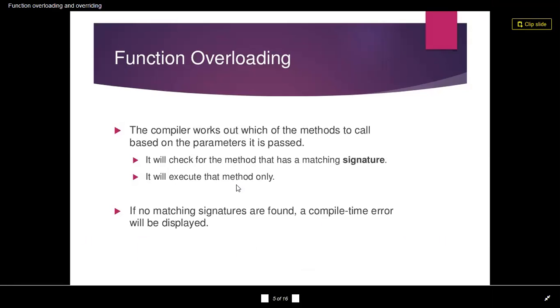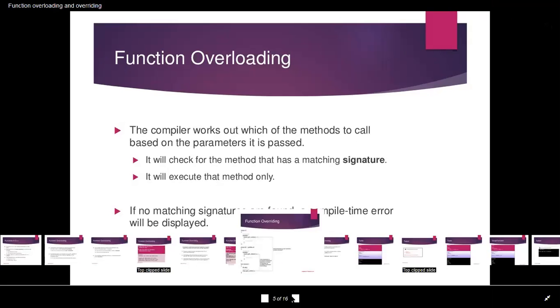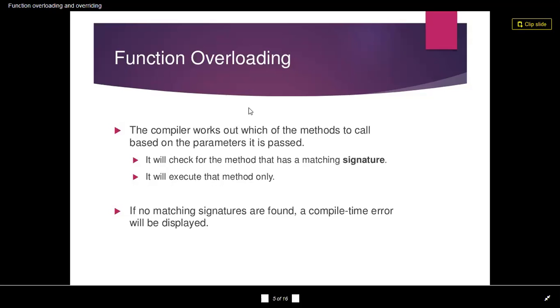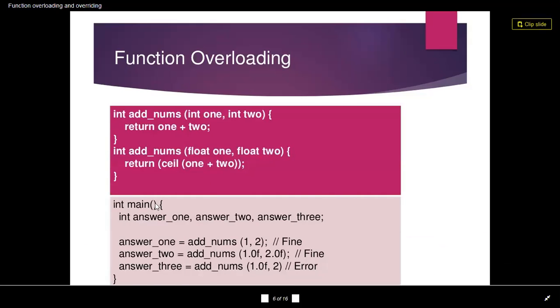It will execute the method only. If no matching signatures are found, a compile-time error will be displayed. So for example, normally whenever we call a function, if it matches, that part of the program will be executed. If it doesn't match, it will show us an error. Now, this is one example.